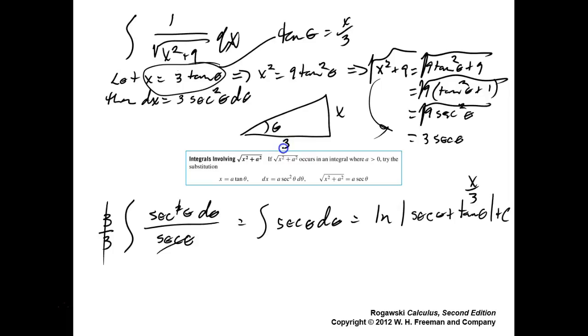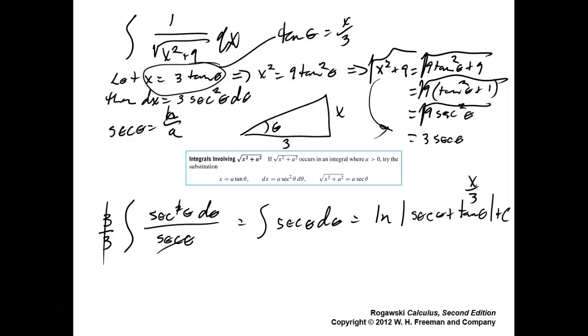Yeah, that's your 3. The adjacent is the 3. So there you have it. Now, can you give me secant based on that? What is secant? Hypotenuse over adjacent. You got it right. Secant theta is equal to hypotenuse over adjacent. Why is that? It's 1 over cosine, and cosine was adjacent over hypotenuse. Okay, so yeah, secant is hypotenuse over adjacent.